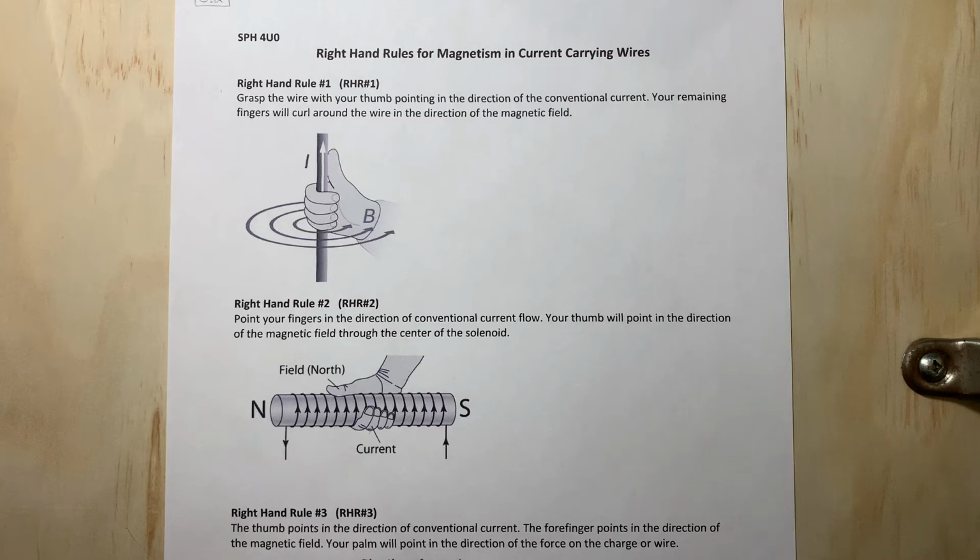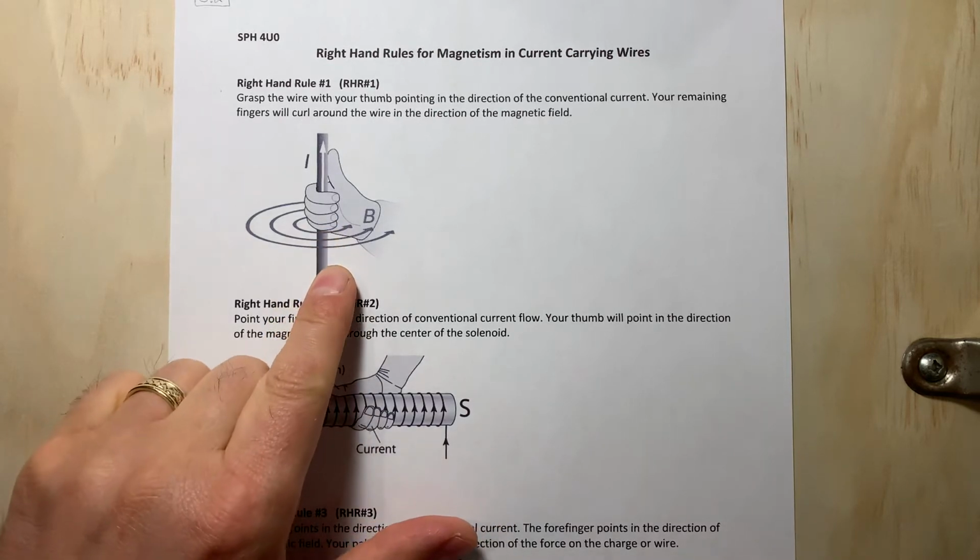In section 8.2, there are several right-hand rules explained. I just want to run through those quickly so you can see them. There are 3 right-hand rules. Right-hand rule number 1, up here, had 2 different pictures on the slide.